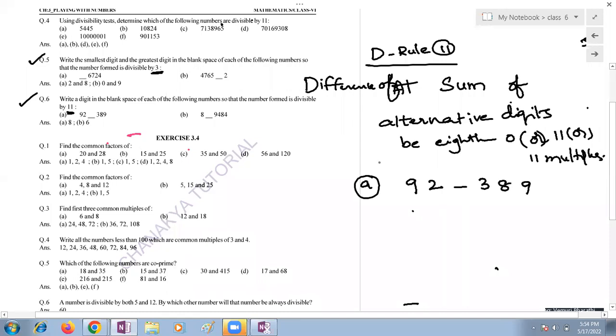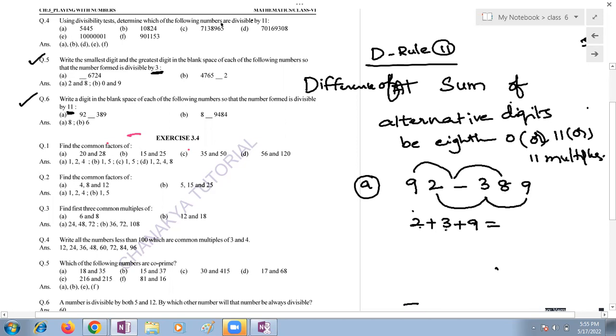92/389. Write the digit in the blank space of each of the following numbers so that the number formed is divisible by 11. Very wise question, children. We don't know this digit. These are the alternate digits. Let me mark this. Now I know one pair of alternate digits, whatever the pair I know.